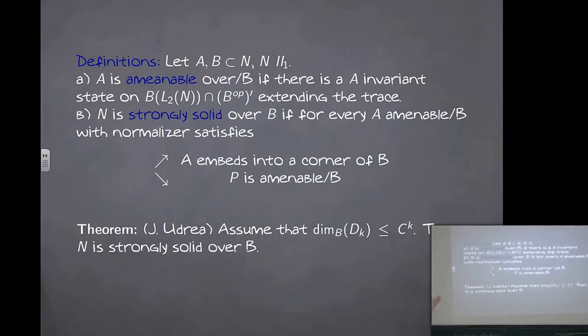So it's strongly solid means if either A embeds into a corner of B, or the commutator of the normalizer is amenable over B. So that's the alternative which they use to prove that different actions of the free group are non-isomorphic. You can distinguish the number n and m from an ergodic action. So it's a strong technical result if you work.